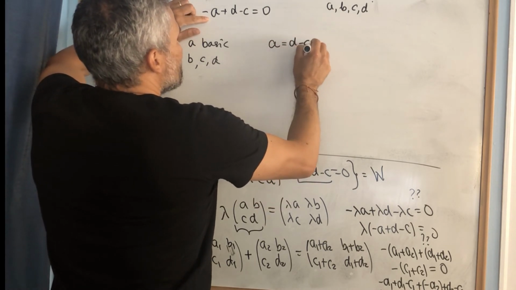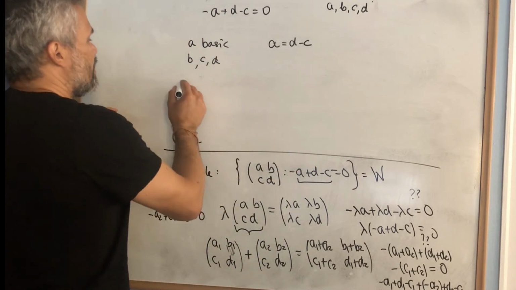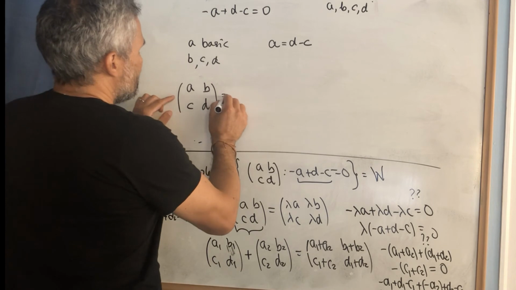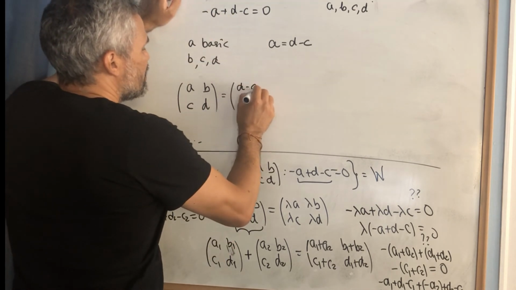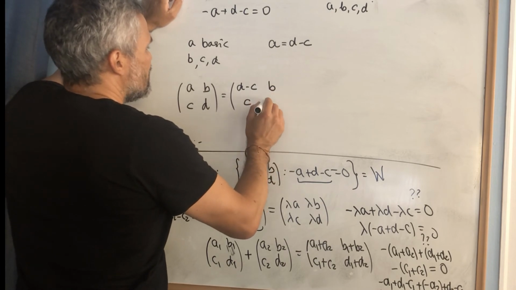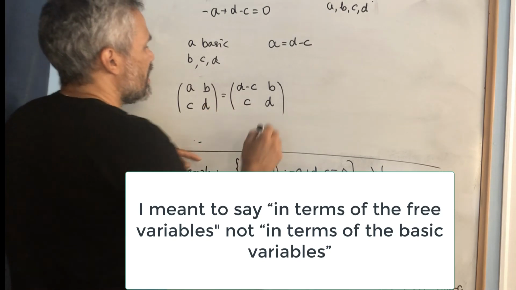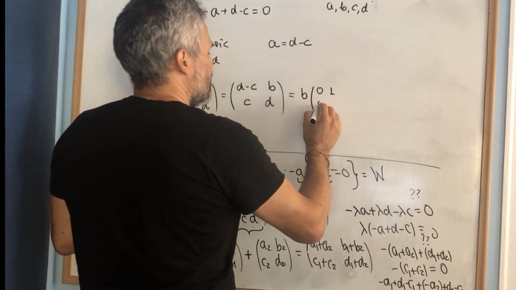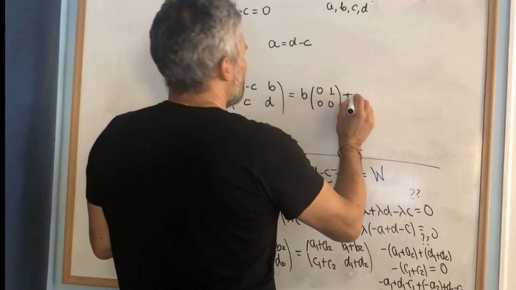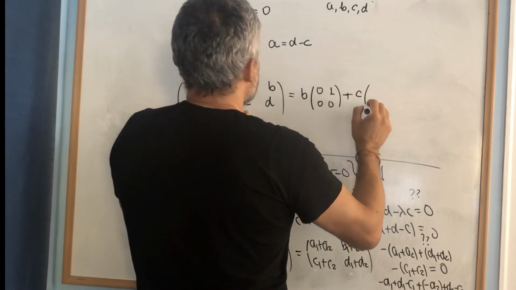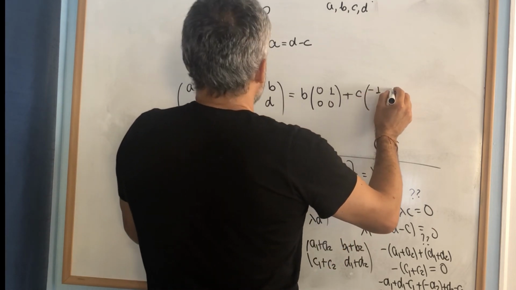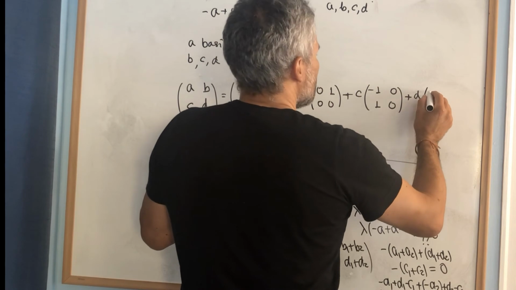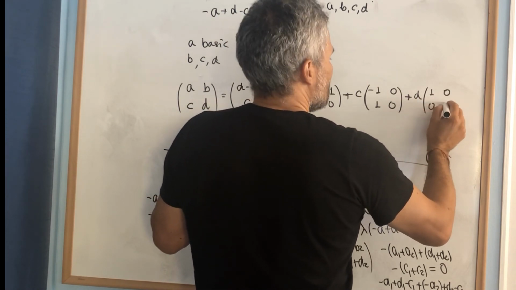I can write A equals D minus C, and that means that the matrix A, B, C, D, since it is in W, must have A equal to D minus C, and then I have B, C, and D. Everything is written in terms of the free variables, and I can write this as B times the matrix 0, 1, 0, 0, plus C times the matrix negative 1, 0, 1, 0, plus D times the matrix 1, 0, 0, 1.